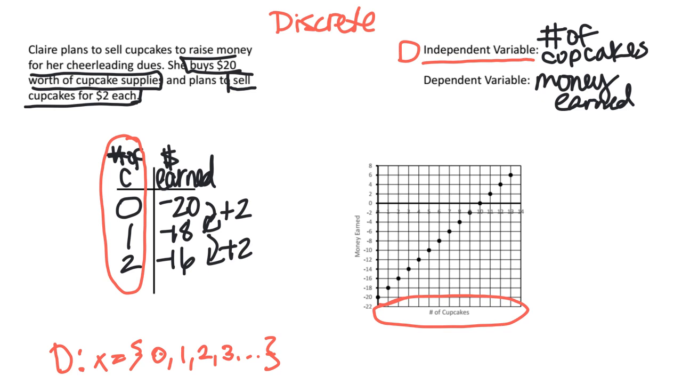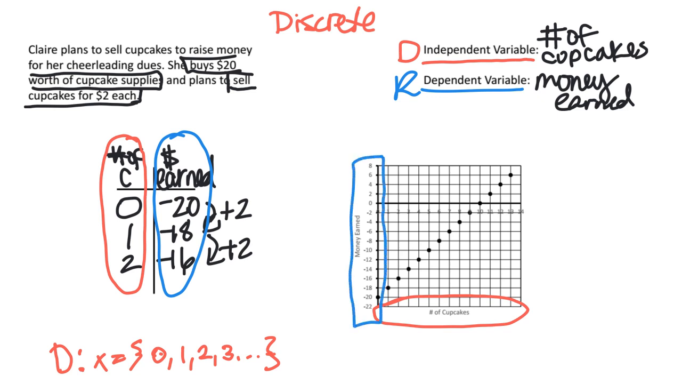Now for the range, another word for range would be dependent variable. So if I look up here, I know that my range has to be talking about the money that she's earned from selling her cupcakes. So in my table, that would be her money earned. And on the graph, that would show the y-axis here.